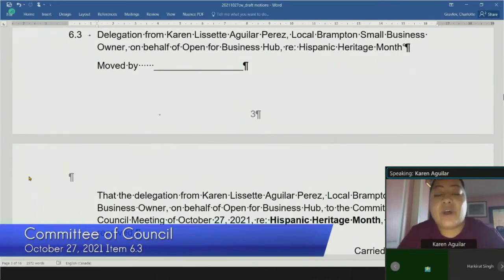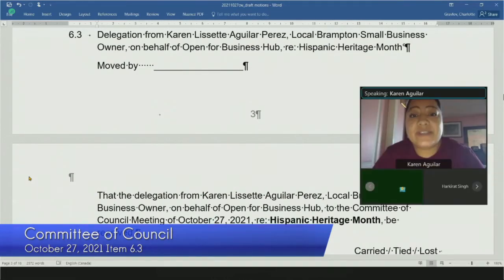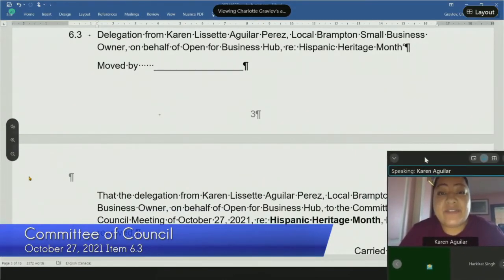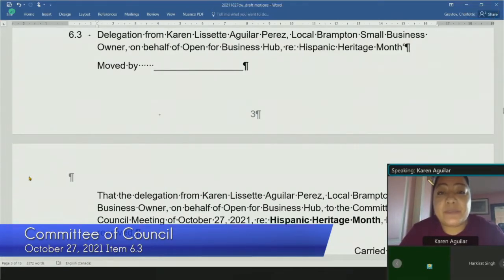I ask that you lock arms in solidarity with our Hispanic community and celebrate our history, culture, and contributions, and the richness that we add to our kaleidoscope. I'm not asking for money. I'm asking you to raise a flag in honor of those that have made an impact. Their voices are all around us, and thankfully getting louder every day. I ask that you officially recognize Hispanic Heritage Month from September 15th through to October 15th.